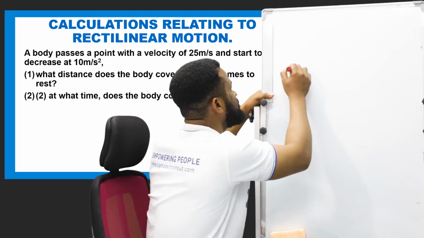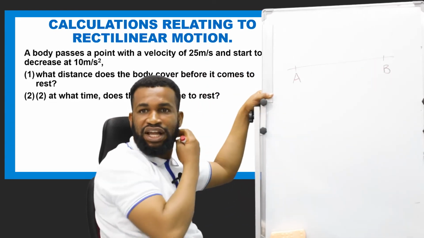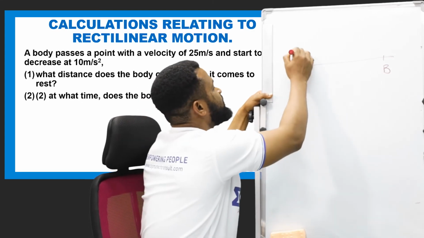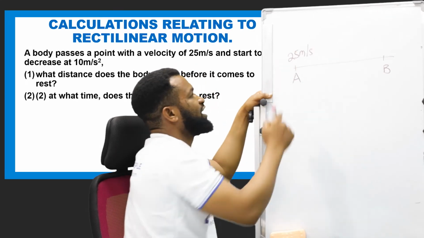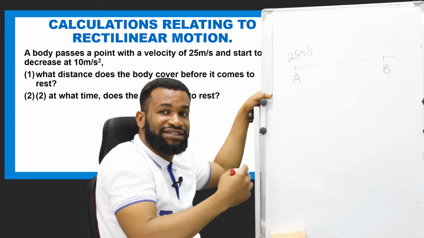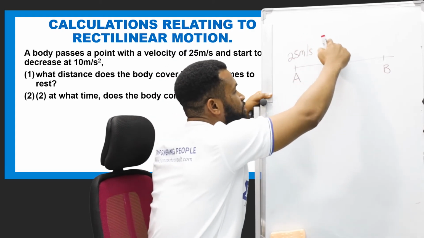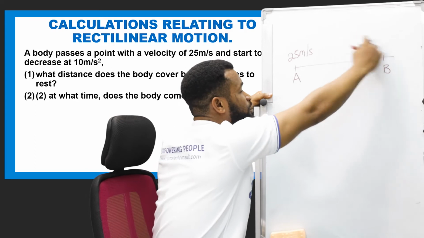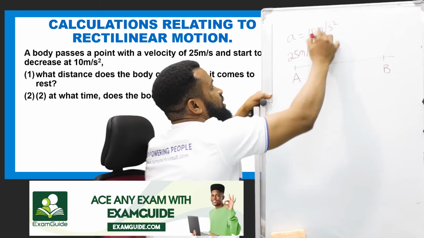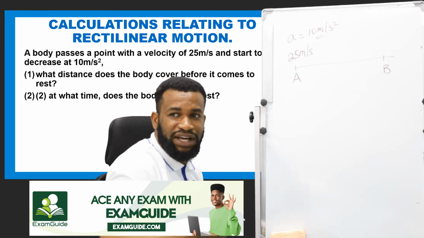Okay, look at this. Let's assume this is the movement. This is point A and this is point B. A body passes point A with a velocity of 25 meters per second. Then, when it gets to another point, probably the brake was applied and it started slowing down with an acceleration of 10 meters per second square. That is what happened, deceleration. Now they ask, what distance does the body cover after it comes to rest?